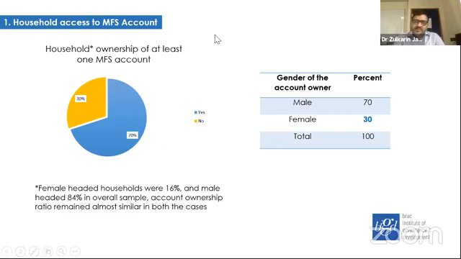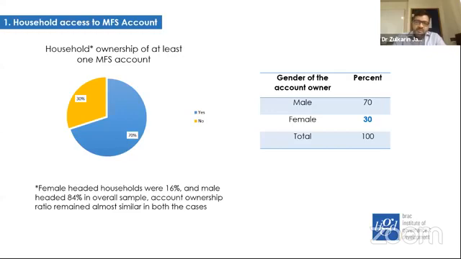And if we look at the percentage of male and female ratio, we can see that 30% of the owners are female and 70% are male. But when we compare the households, we have seen that 16% of these are female-headed households and 84% of the overall sample comes from male-headed households.